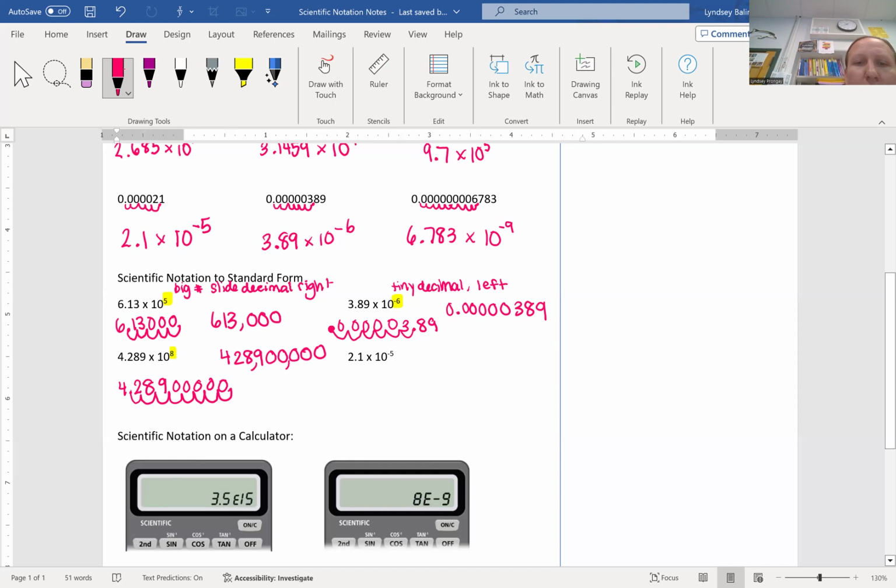Okay, and our last one of that section. I am rewriting my 2.1. It is 10 to the negative 5th. So I'm going 5 to the left to make it smaller, to make it a tiny decimal. So 1, 2, 3, 4, 5. This is my new decimal point. Fill these in with zeros. I get 0.000021.